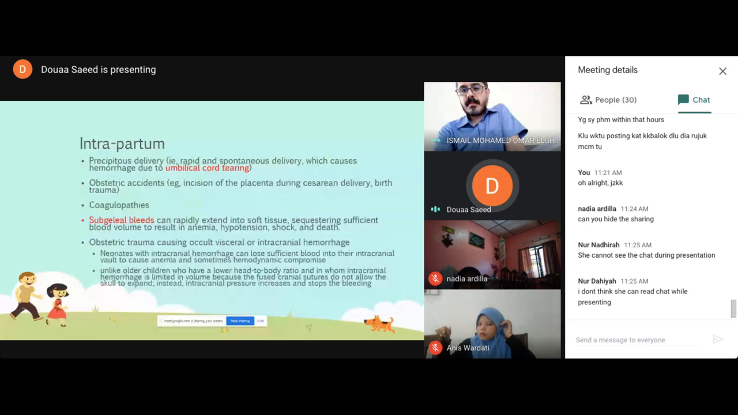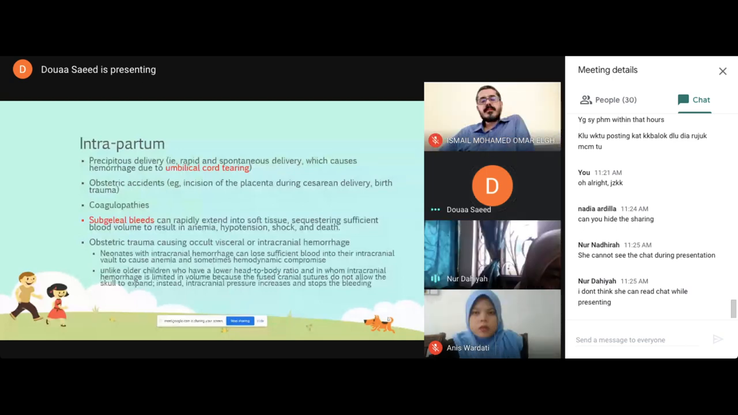To ask, can I ask? Yeah. I don't really understand why the mother with coagulopathies can cause neonatal anemia. Because this is intrapartum, at a point where the mother is giving birth. If there is a rapid, aggressive delivery, then there can be umbilical cord tearing. So if the mother starts bleeding and there's umbilical cord tearing, then the child can bleed as well. So it's due to the stress to the umbilical cord. The mother. Okay.